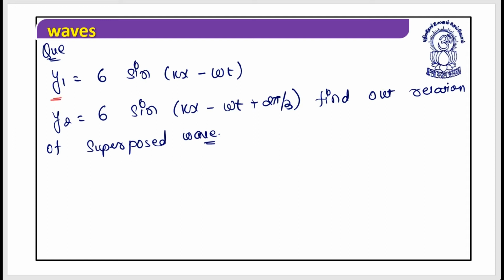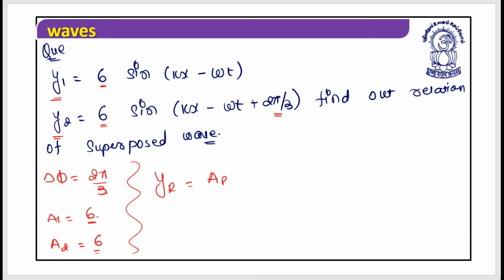This is the first function and this is the second function. These are two different functions, and the phase difference between them is 2π/3, and we have been given the amplitudes as well: A1 is 6 and A2 is also 6. So the phase difference is 2π/3, which is 120 degrees, and the two amplitudes are 6 and 6. So this is the case of A1 equals A2.